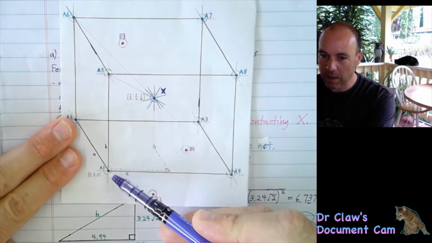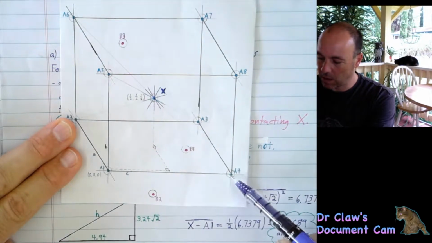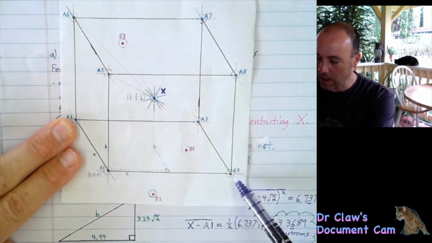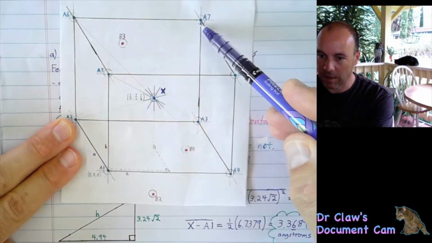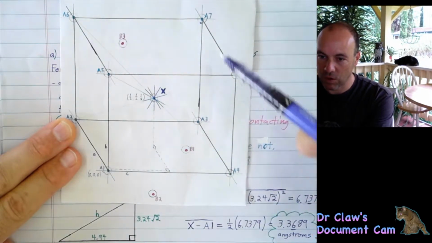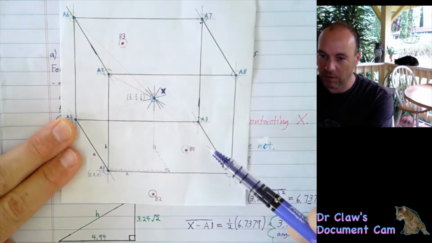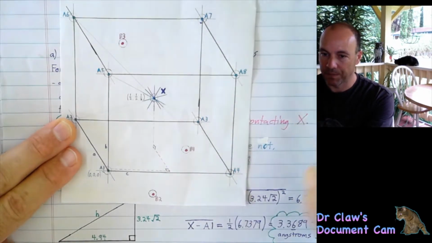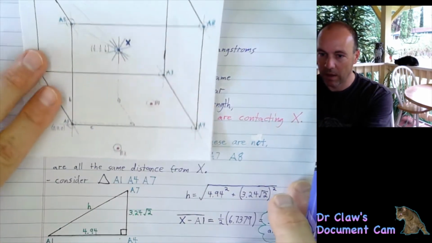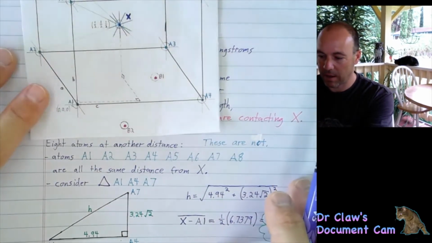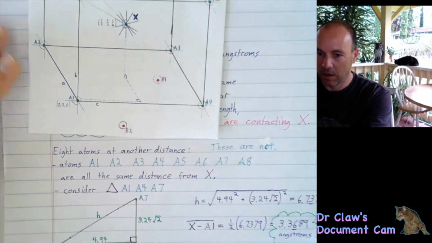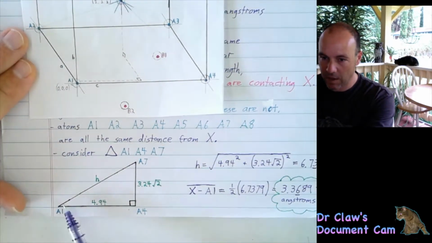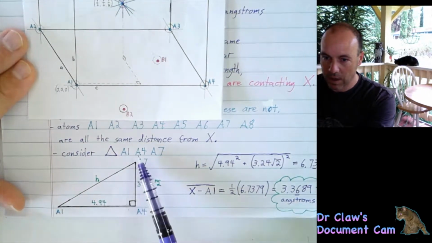Okay, if you look at these 3 points, this one, and this one, A1, A4, and A7, that is a right triangle. This is the right angle right here. Okay, A1, A4, A7. So I went ahead and I have drawn that triangle right here, a representation of it, A1, A4, A7.